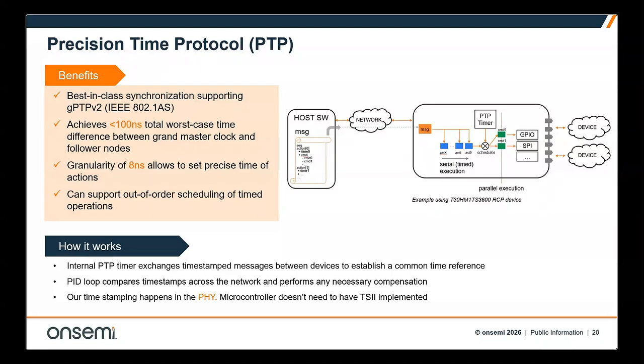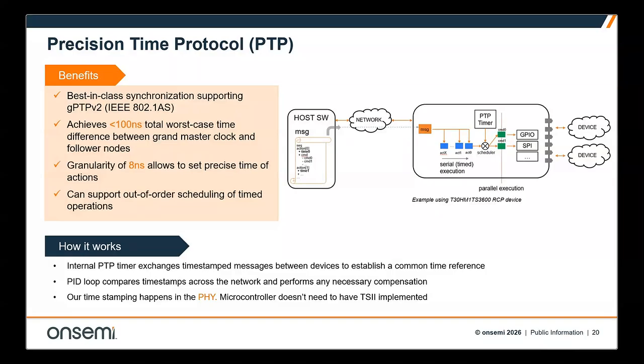So here's how it works. An internal PTP timer exchanges time-stamped messages between devices to establish a common time reference, and a PID loop compares timestamps across the network and performs any necessary compensation. A key differentiation is that our timestamping happens directly in the physical layer, so the host microcontroller doesn't need to implement a timestamping interface itself.